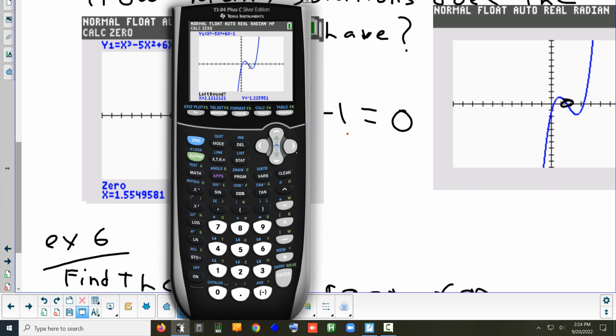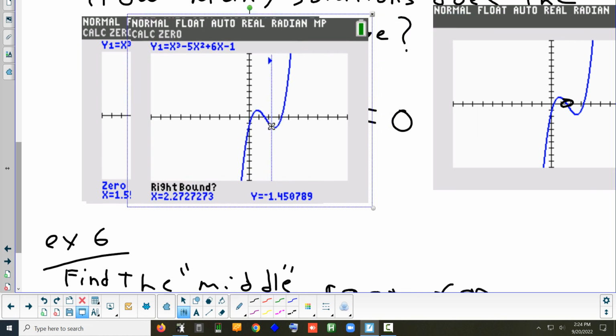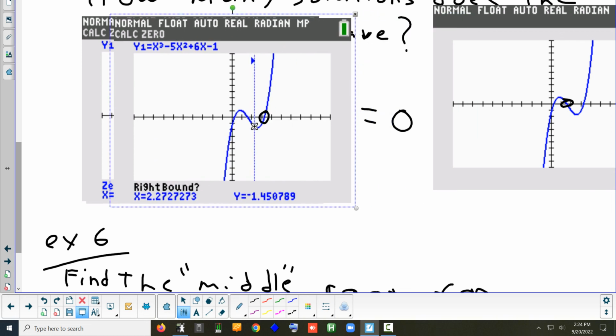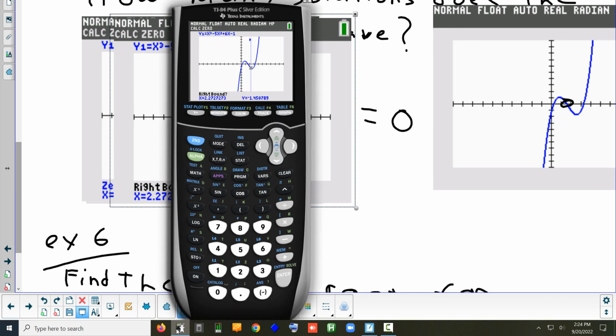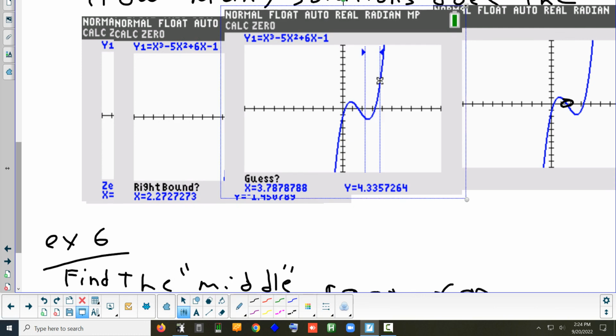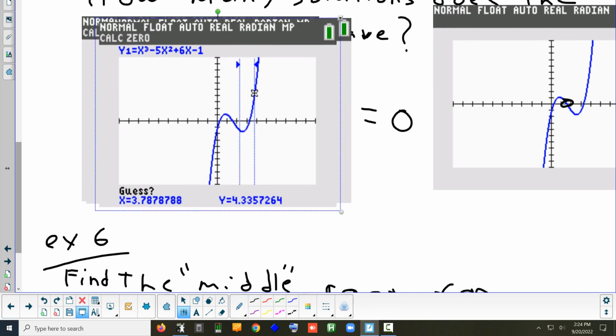Pick a point that you know is definitely to the left of where it crosses the x-axis and hit enter. Okay, I'm going for this one. So I have a dotted line to the left of it. I kind of want to get a dotted line maybe right about there to the right of it. So now I'm going to go to the right. I'm going to hit enter. And that's good. So at this step, you should see 2 dotted lines, and you should see it crossing the x-axis once between them.